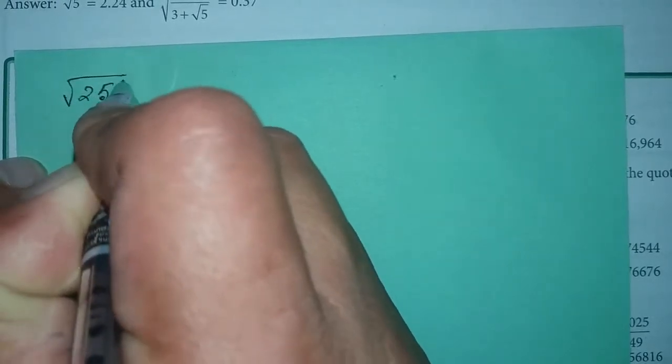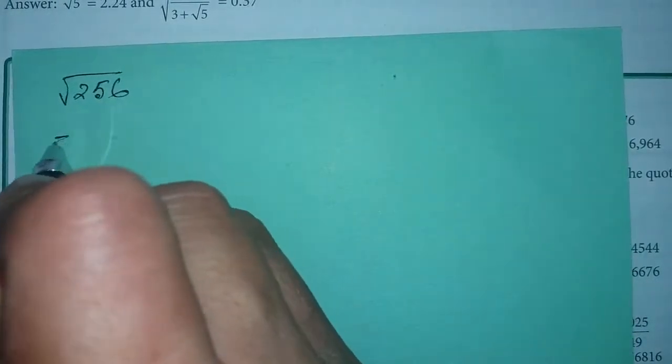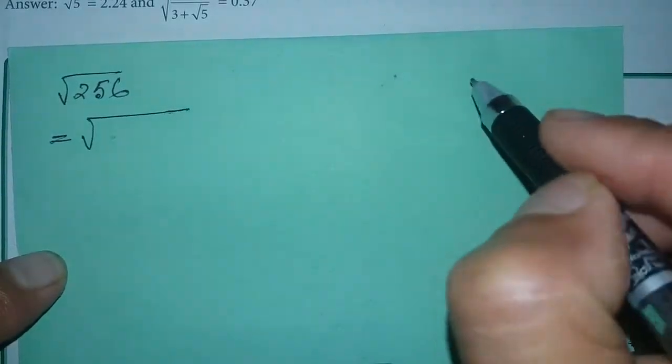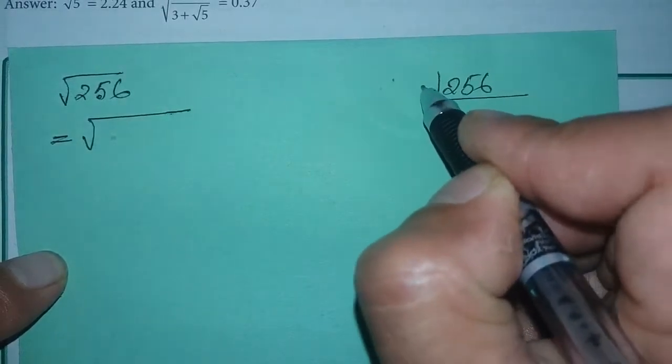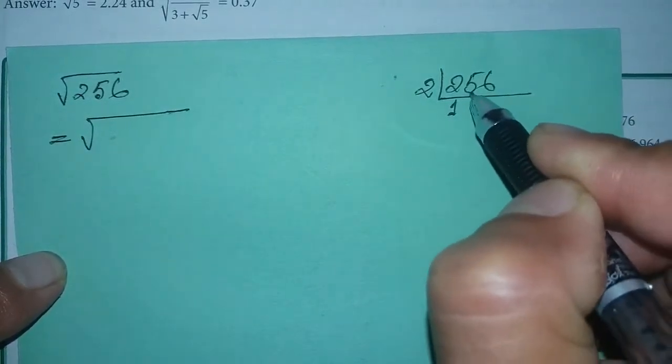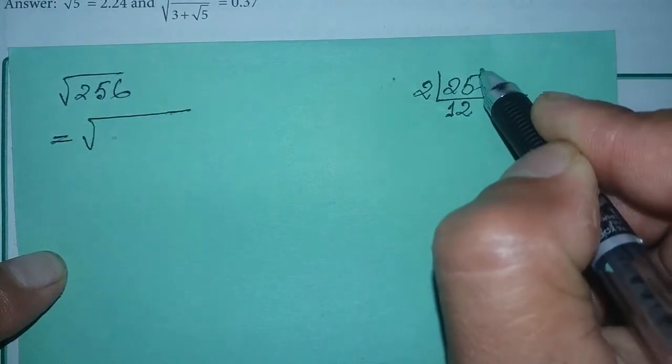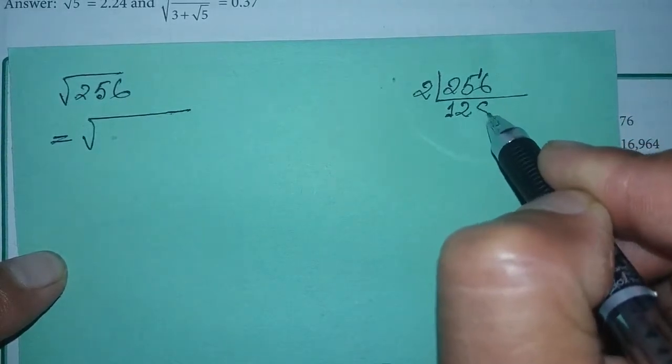Let's find the square root of 256. Again, 256. We will find the square root of this. So 2 1s are 2, 2 2s are 4, 1 remainder here. Now this becomes 16. 2 8s are 16.